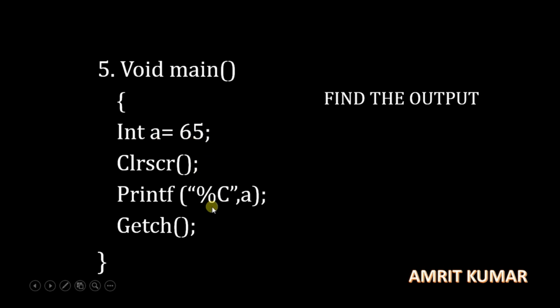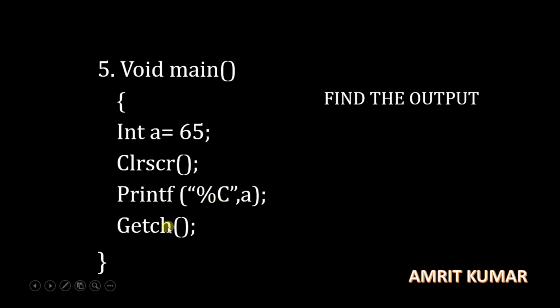So if we are using %d here, then a will be 65. What about this? This is %c, and %c means character. Actually a is in the format of integer, and it is being printed in the format of character. So a is 65, and therefore it is the ASCII value of capital A. Therefore capital A is going to be printed on the screen.